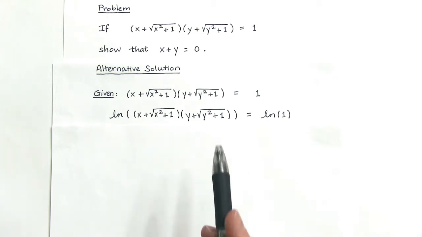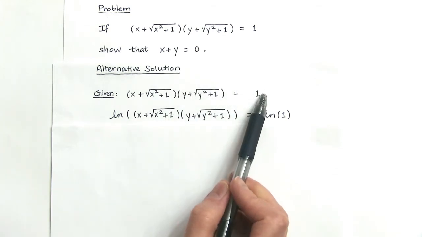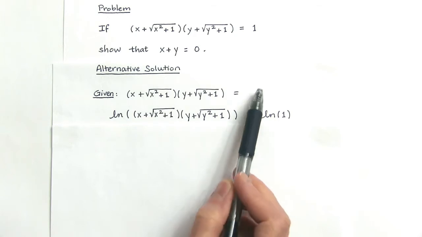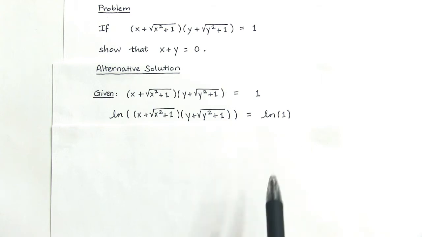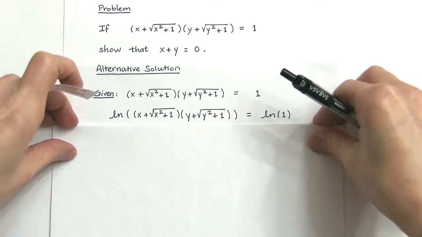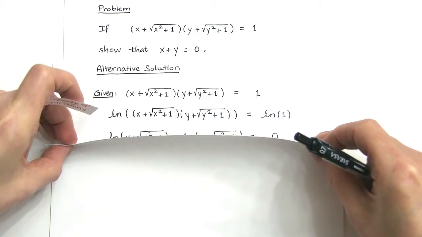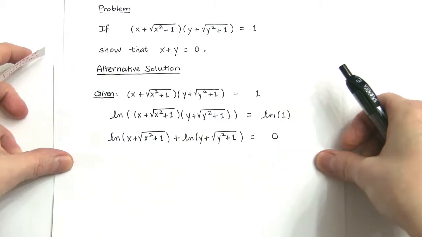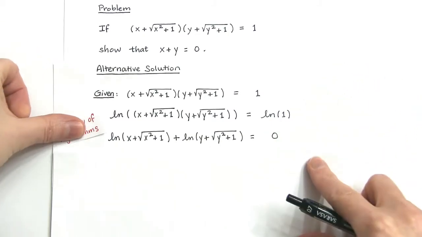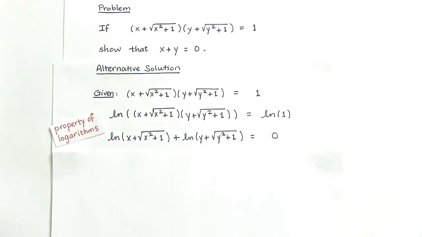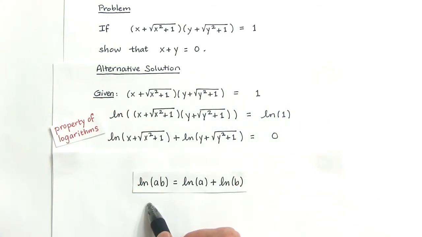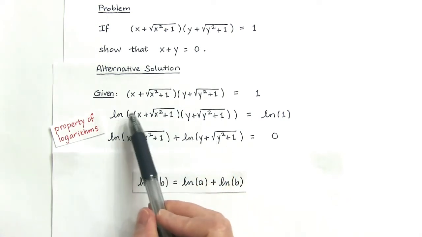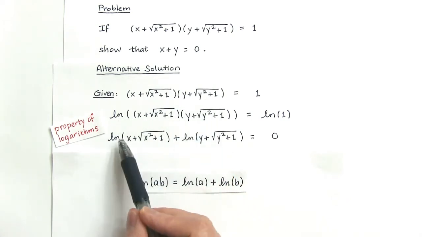And this is okay because if this equals 1, then the natural log of this is equal to the natural log of 1. And then I'm going to use the properties of logs like this. And so, for this step, we needed to recall the property of natural logarithms, which says that the log of the product is the sum of the logs. So here I have a log of a product, and I've written it down as the sum of the logs in this way.